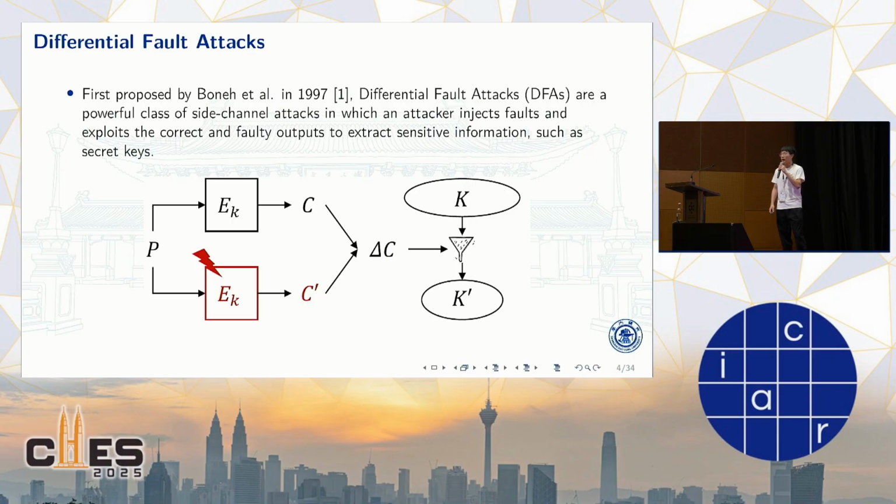Proposed in 1997, differential fault attacks are a powerful class of side-channel attacks. In DFA, the attacker will inject faults and try to use the correct and faulty output to extract sensitive information. For example, the attacker can use the difference between the correct and faulty output to filter out some wrong key candidates.